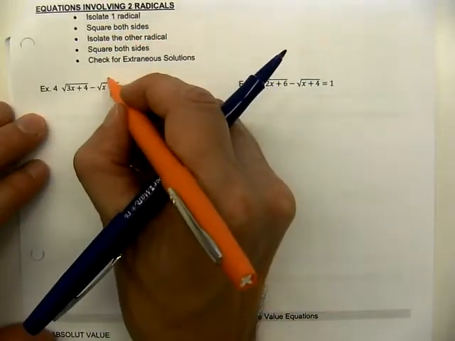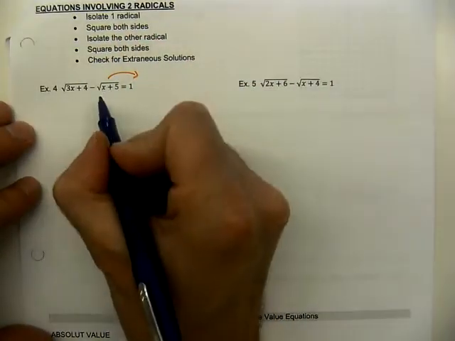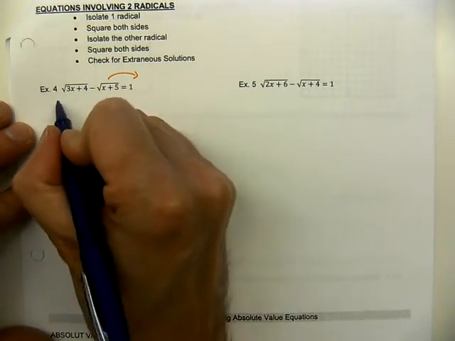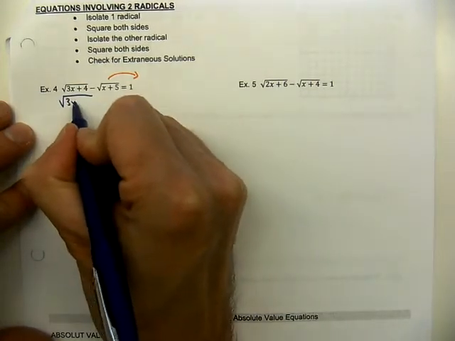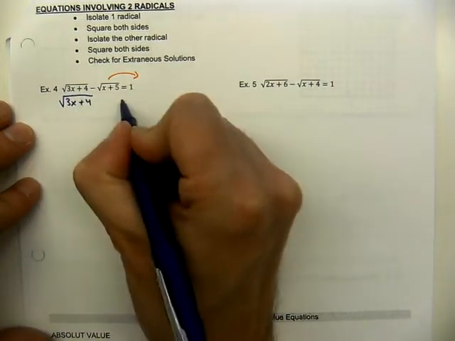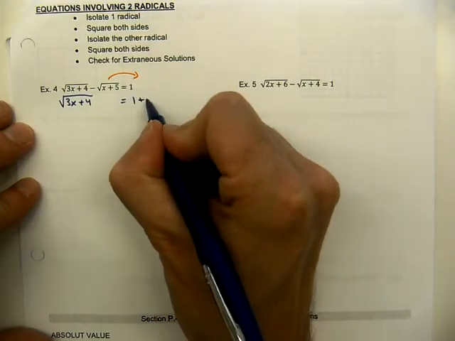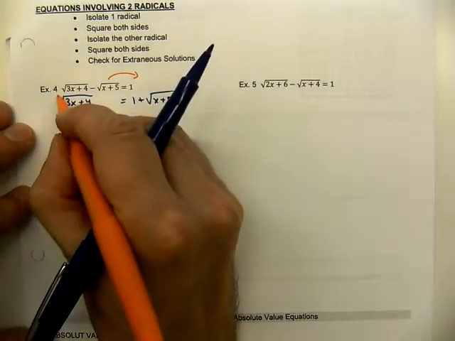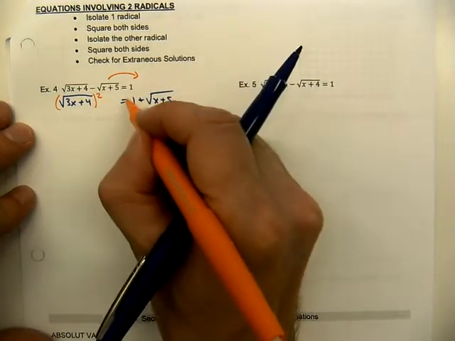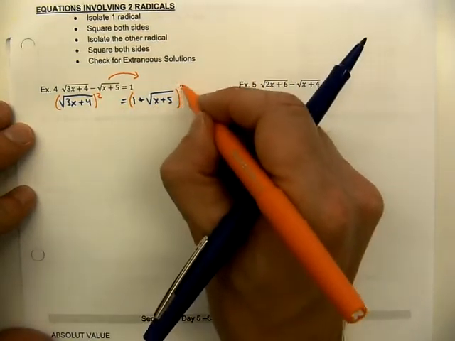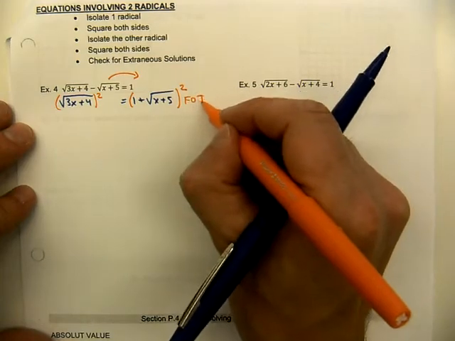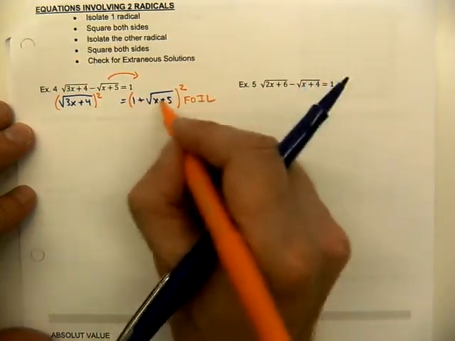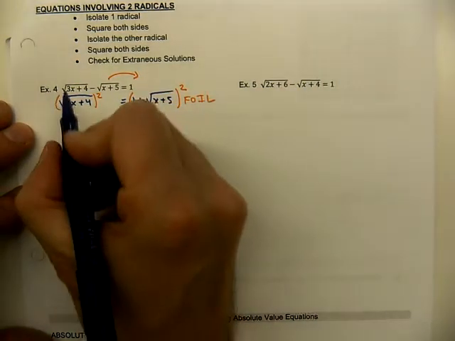It's just faster to add root x plus 5 to both sides. So we keep the root 3x plus 4 where it is. That's what we'll isolate. So we have 1 plus root x plus 5 on the right-hand side. So now we're ready to square both sides. Remember, wrap the entire side in parentheses, and that means we now have a binomial on the right-hand side. Even with that radical, it's a binomial.